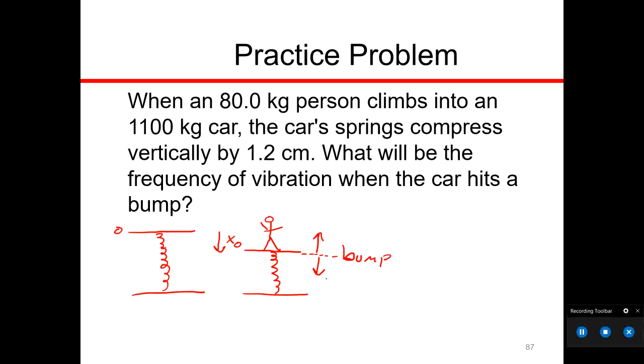Now remember, an important thing is this first part when the person sits in the car. The only thing causing this change in the compression, this change in distance, is the weight of the person. When it goes over the bump, however, when it starts oscillating, it's the whole car that's oscillating, not just the person. So the whole car is bouncing up and down. So in the first section, we just consider the mass of the person, but in the second section, we have to consider the mass of both together.